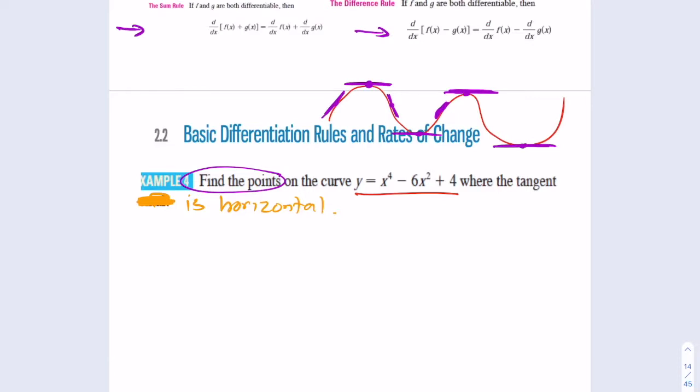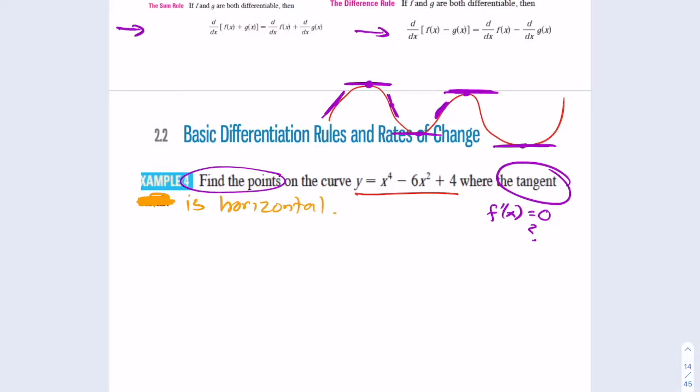Think about the context here. A tangent line. So when you think of the word tangent, you should be thinking of the word derivative, right? So what does it mean when the tangent line is horizontal? What does that say about the slope? Okay, you guys should know that a horizontal line has 0 slope. So we're trying to find out where is the derivative 0.